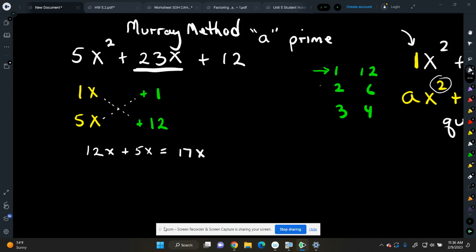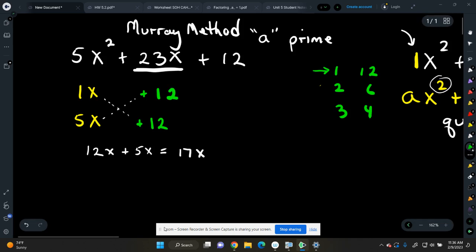Now, before I abandon the 1 and the 12, I'm going to switch their position. So I'm going to make the 12 up here, and I'll put the 1 on the bottom. Okay, and we'll check it again. Now, we can see quickly that that's not going to work because I'm going to get 1x plus 60x, which definitely does not add up to 23x.